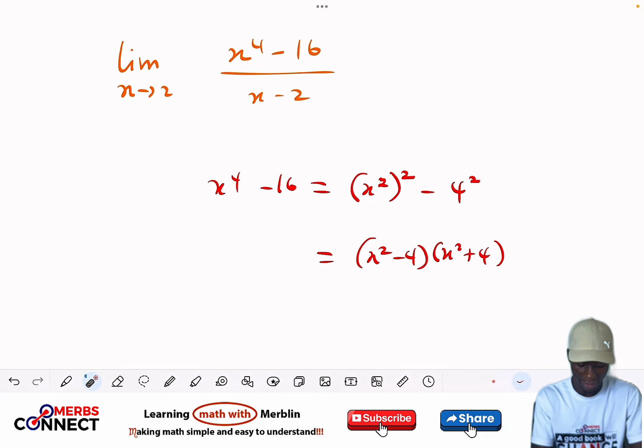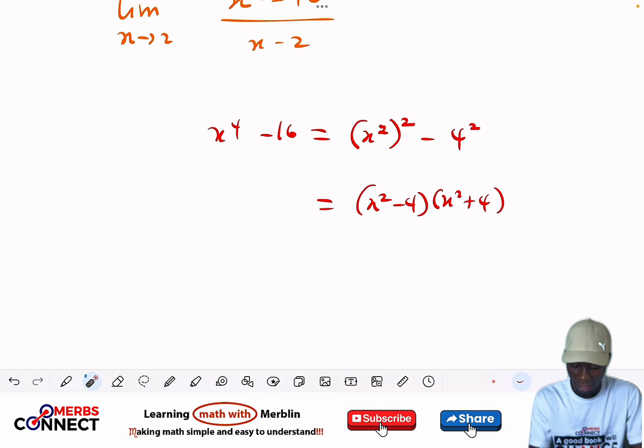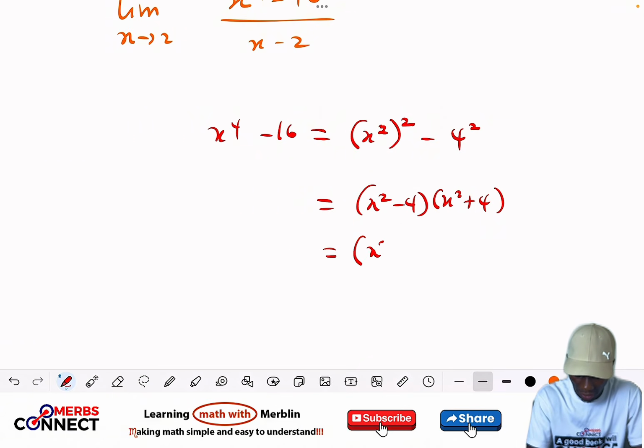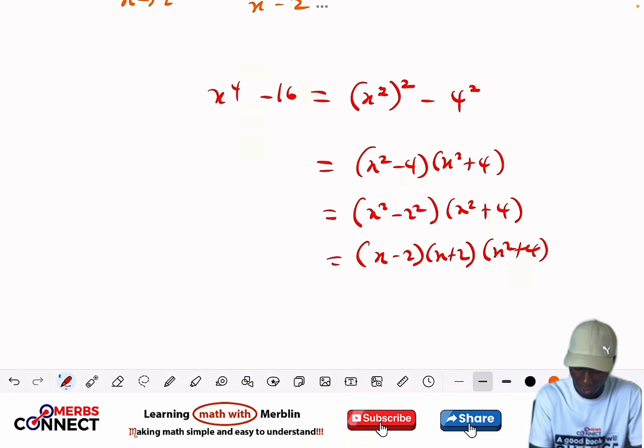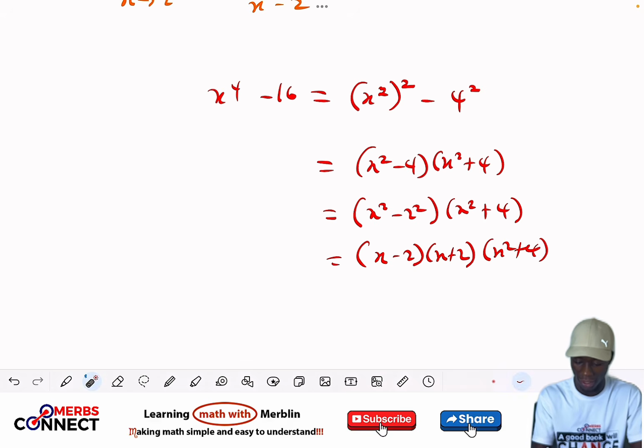And when I simplify this, I'm going to have this one. Then I can see another difference of 2 squares here. This is the same as x squared minus 2 squared, and then x squared plus 4, let me just maintain this one because I'm not going to do anything. So this one can be written as x minus 2, x plus 2, x squared plus 4. So this is how I was seeing the equation.